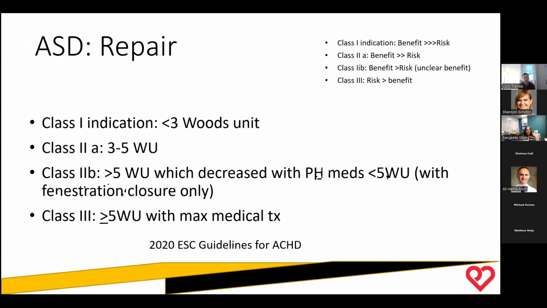So for her, it was, do we repair her? Do we not repair her? She did have significant pulmonary hypertension. She did have a class 2B indication where she had a gradient of greater than 5, which decreased with pulmonary hypertension medication. So the whole discussion was then based on, let's go ahead and close her, but keep a fenestration.